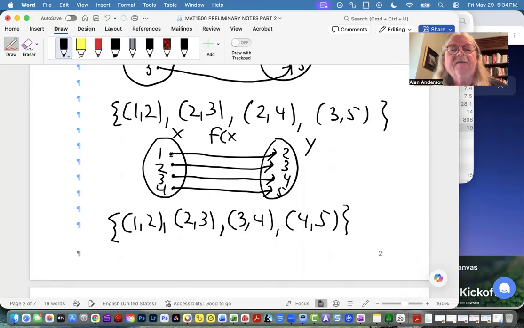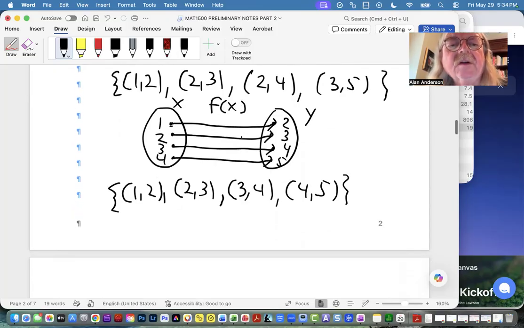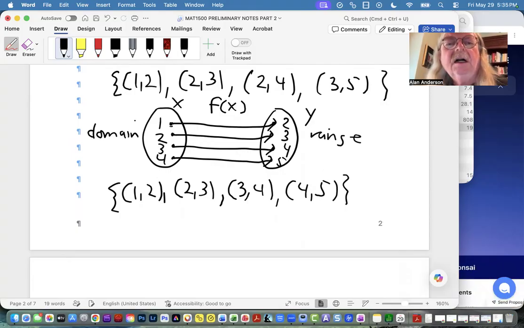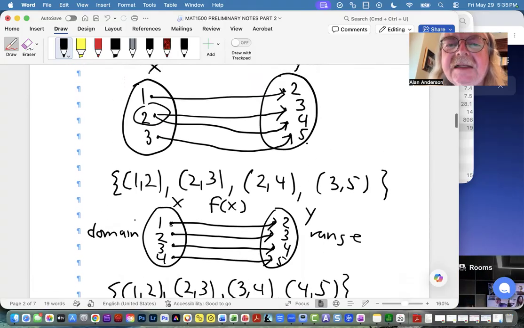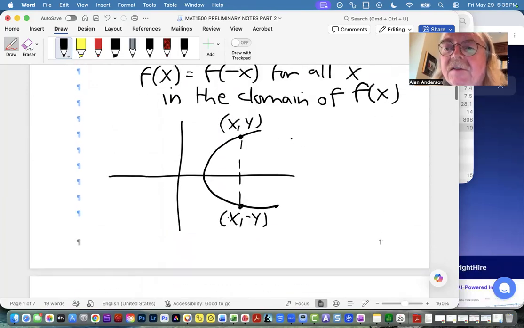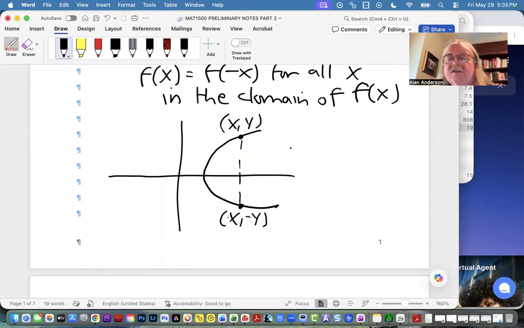In fact, you could write f of x here. And furthermore, you can define the set on the left as the domain of this function, and this is the range. Okay, so that's how that works. So this graph is not a function. You can see why, because you've got x going with x, y, and x equals negative y. So it is not a function.